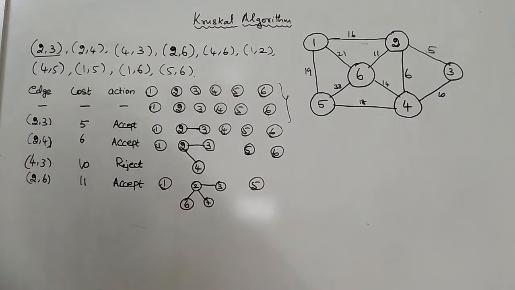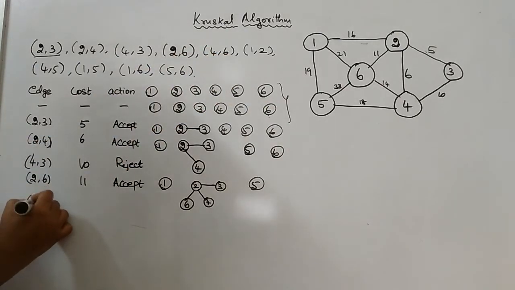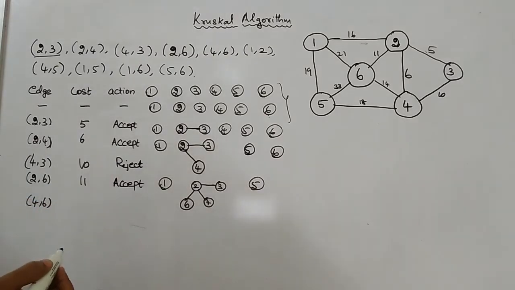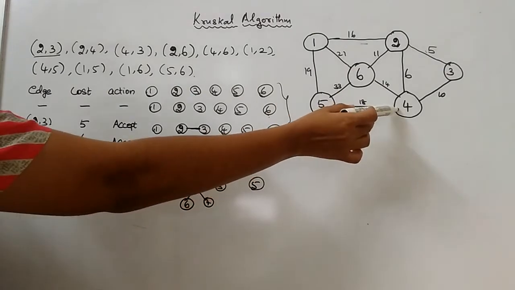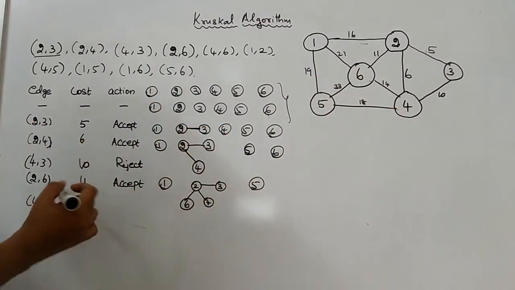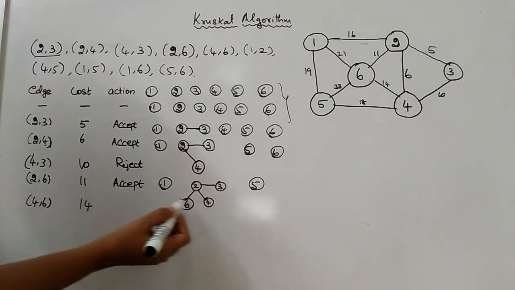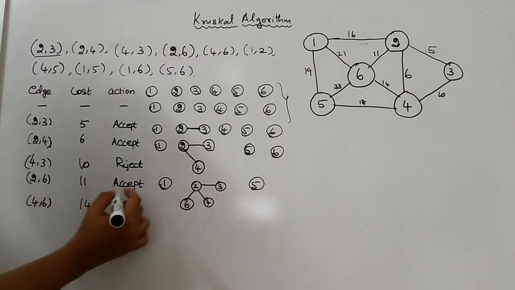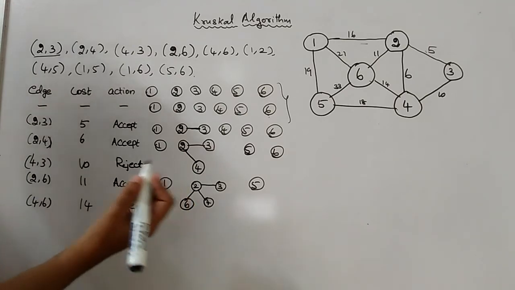Next, what I am going to do is take another edge, 4 comma 6. What's the weight for 4 comma 6? It's 14. So 14 here. But you can see here 4 is already covered and 6 is also already covered. So I can reject it.